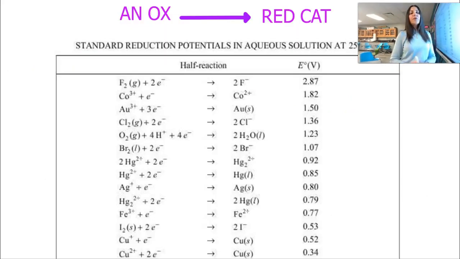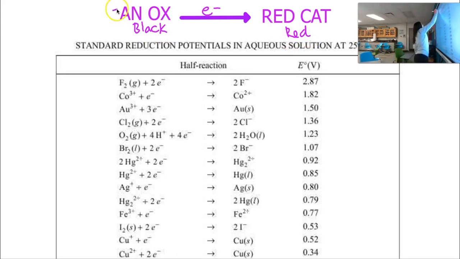All right, so here is our chart, and there we go with our an ox, red cat. Go ahead and write this down. Our electrons are going to move, remember, from the anode, black, and we can write in that this is black as well, and it's going to go toward our red cat. Again, the wire on here will be red on our cathode side. Again, the anode should be negative in sign and the cathode should be positive in sign.